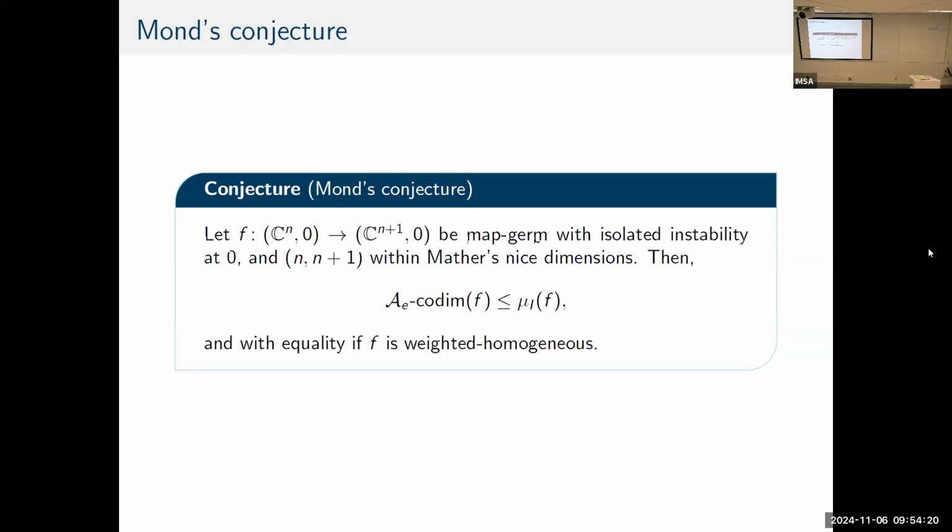What are these Mather's nice dimensions? I think Guille can explain more. These are pairs of dimensions where you can really find a stable perturbation. It is not clear that you have a nearby stable map. When you define the disentanglement, you start with a cusp and then you have to move it to a node, and the node is stable. But in some dimensions you might not find that.